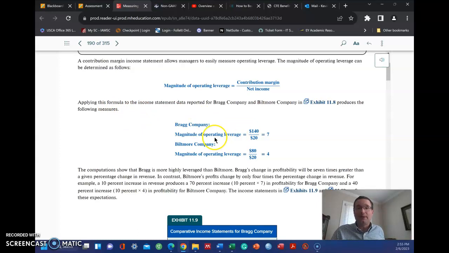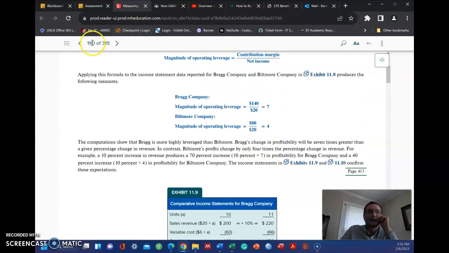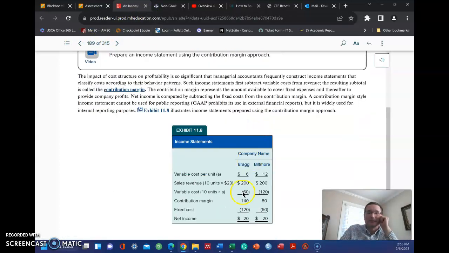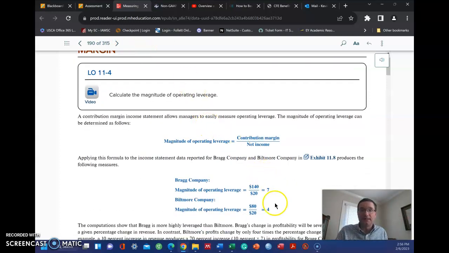Bragg company's operating leverage, 140 divided by 20 is 7, and Biltmore Company, 80 divided by 20 is 4. Let's go back. So that would be contribution margin, 140 divided by 20, or 700%, which is really a large leverage. Or 80 divided by 20, which is 400%. That's not a bad amount of leverage either, but it's a comparison, right? One's bigger than the other, 7 versus 4.